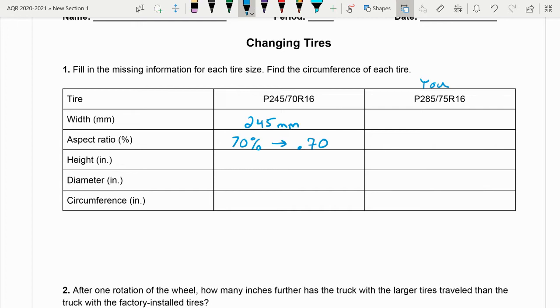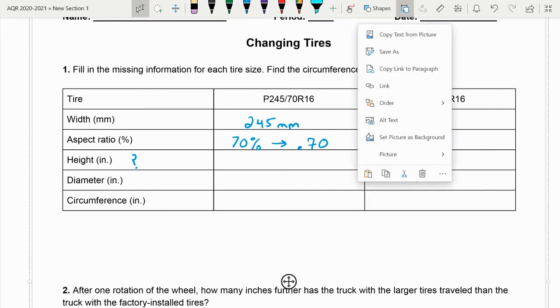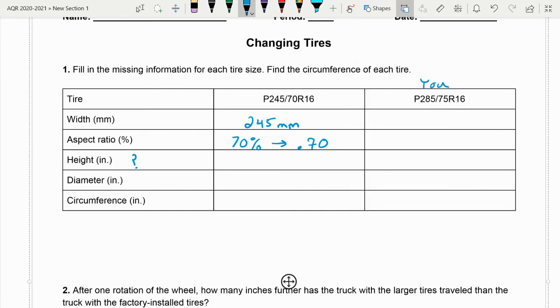Okay, height in inches. All right, so when they're talking about the height, they're talking about the sidewall height, and this we do not know yet, so we'll come back to that. They want to know the diameter. Well, we can't figure that out yet, but we do know that the diameter is talking about the entire wheel, and the most common mistake that students are making is you're using the 16. Well, 16 is the rim. Okay, it's not the wheel.